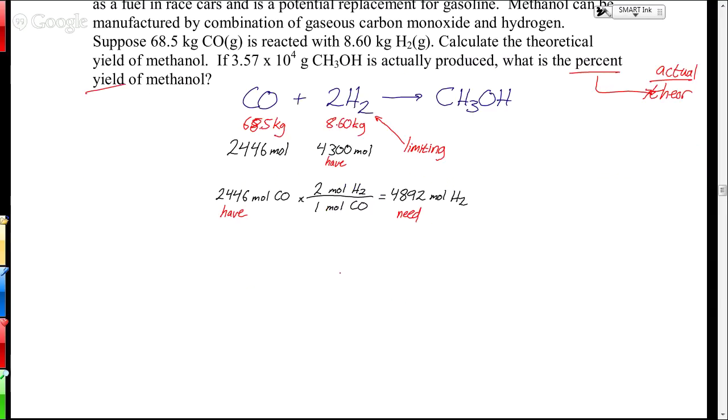Okay, so now that we know our limiting reactant is the H2, we can continue with the rest of the calculation using that. So we can say 4,300 moles of H2, and we have 2 moles of that for every 1 mole of methanol, and then we'll convert methanol to grams. Anybody calculate the molar mass of methanol?